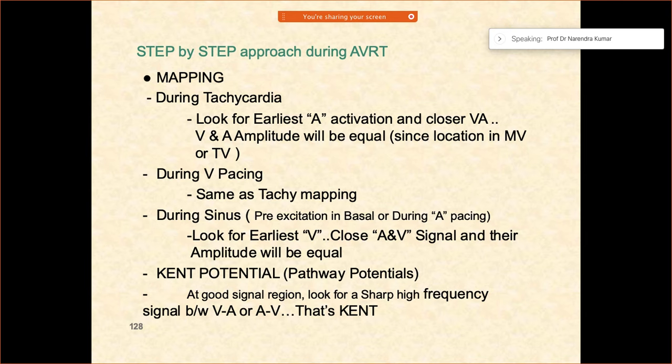So during the tachycardia, always look for the earliest A activation and the closest VA, in fact. And the V and A amplitude will be almost equal, because those accessory pathways are mostly located at the mitral valve or the tricuspid valve. Similarly, you can also do this during ventricular pacing. However, if you are doing it in sinus rhythm, then you will have to look for the earliest V.